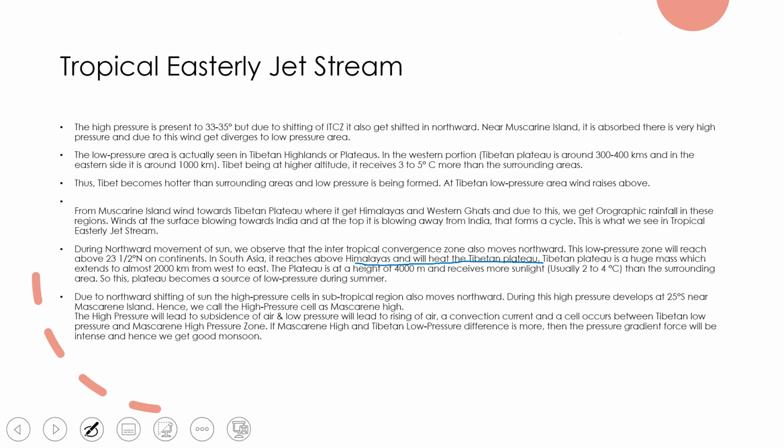The Tibetan plateau is a huge mass which extends almost 2000 kilometers from west to east, and the plateau is at a height of 4000 meters. The same thing I mentioned here, the altitude is 4000 meters, and thus it receives more sunlight. Usually it is 2 to 4 degrees, or 3 to 5 degrees C, warmer compared to the surrounding area. So this plateau becomes a source of low pressure during summer. Due to the northward shifting of the sun, the high pressure cell in the subtropical region also moves northward, and during this, high pressure develops at 25 degrees south near Mascarene Island.